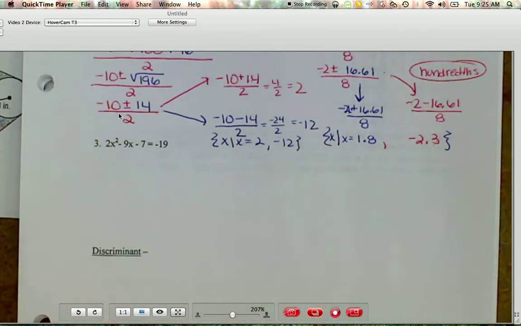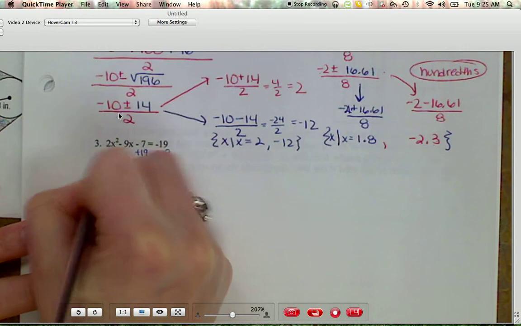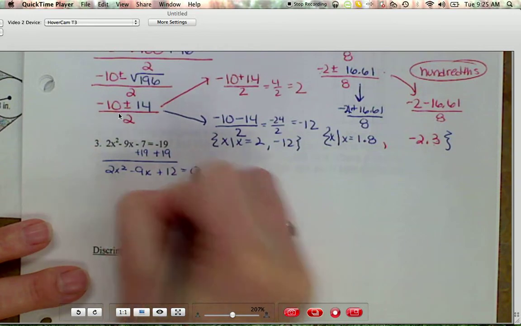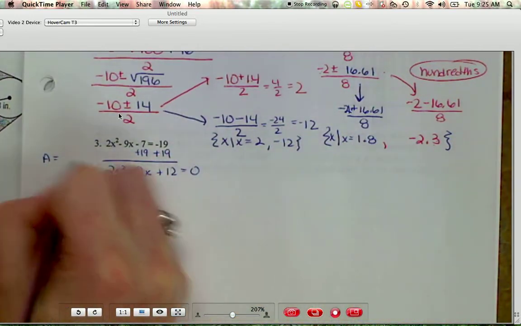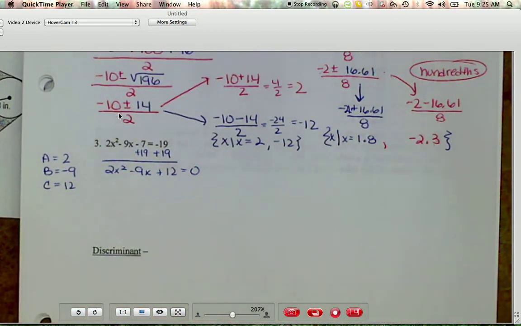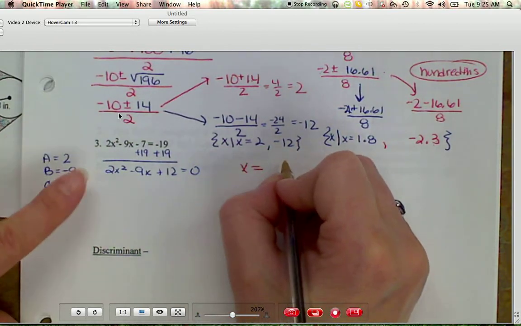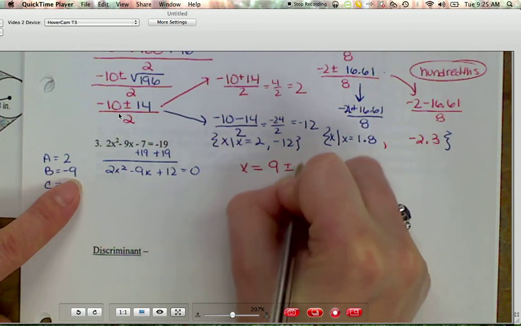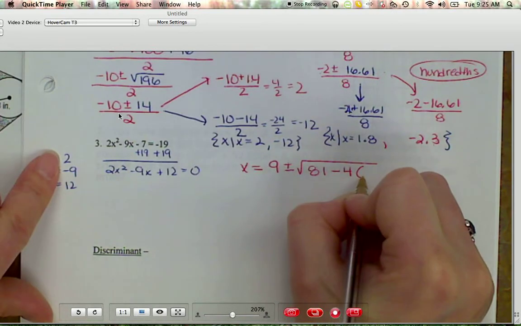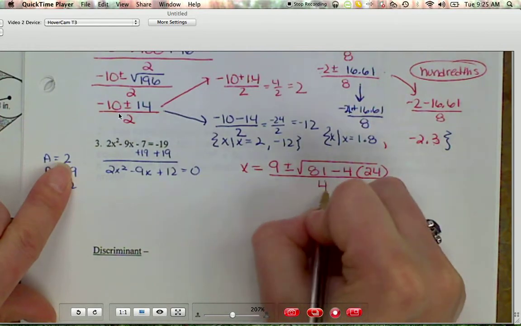Now, in number 3, we have to get this equal to 0 first, so we add 19. 2x squared minus 9x plus 12 equals 0. A is 2, B is negative 9, and C is 12. We start our formula over here. X equals negative B. Now the negative of negative 9 is going to be positive 9, plus or minus the square root B squared minus 4AC all over 2A.